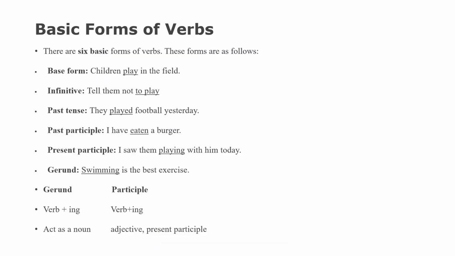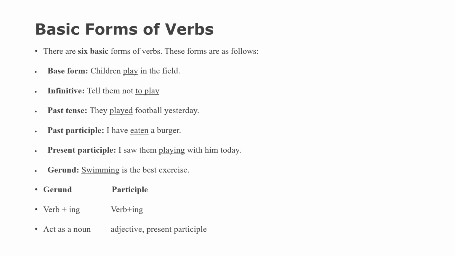There are some basic forms of verbs. There are 6 basic forms of verbs, and you can see the base form: children play in the field. Infinitive form: tell them not to play. To play is the infinitive form. Past tense with addition of d: you can say they played football yesterday. Past participle: I have eaten a burger. Present participle is verb plus ing: I saw them playing with him today.